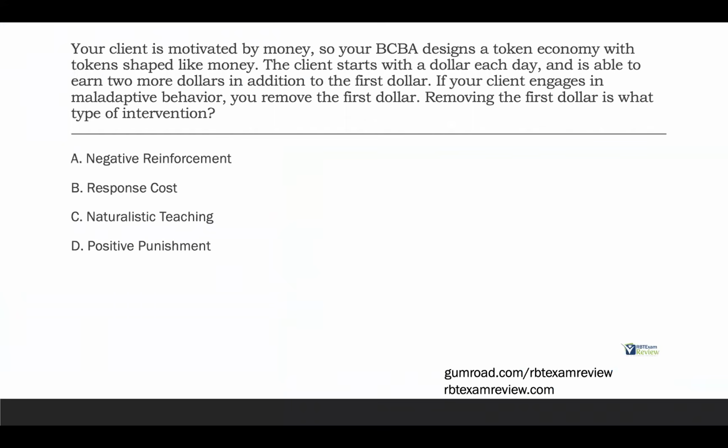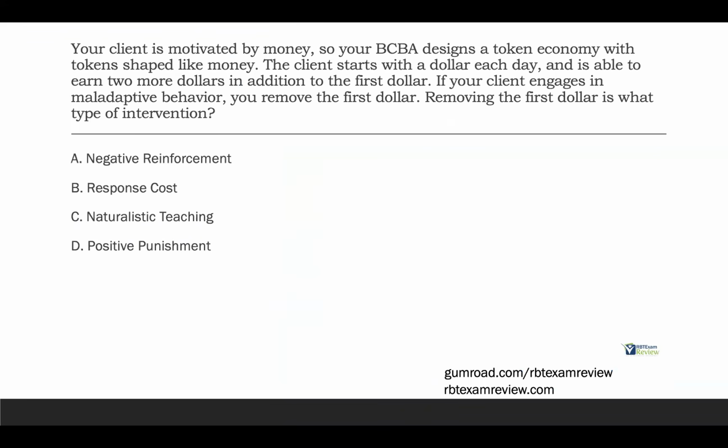Money, so your BCBA designs a token economy with tokens shaped like money. The client starts with $1 each day and is able to earn $2 more in addition to the first dollar. If your client engages in maladaptive behavior, you remove the first dollar. Removing the first dollar is what type of intervention?